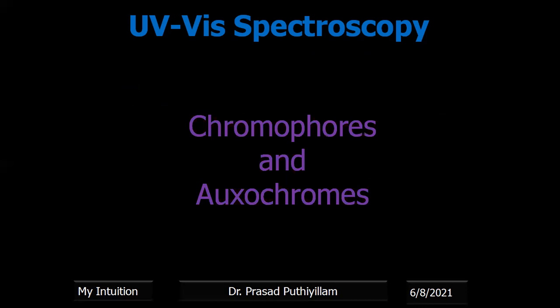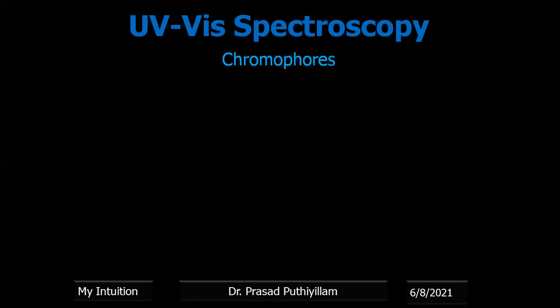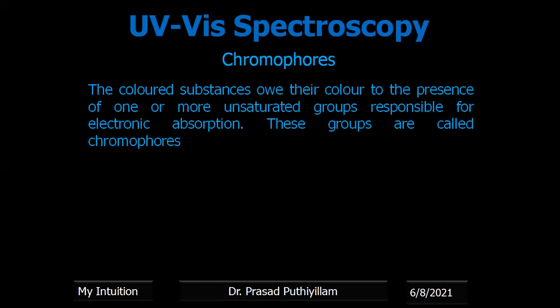The next topic, chromophores and auxochromes, is a very interesting and very important concept in UV visible spectroscopy. Chromophores are groups present in organic molecules, mainly unsaturated groups, which are responsible for the color of the sample or the color of the molecule. That is, the color of a substance is due to the presence of one or more unsaturated groups, or they are responsible for the electronic absorption, and they are called chromophores.